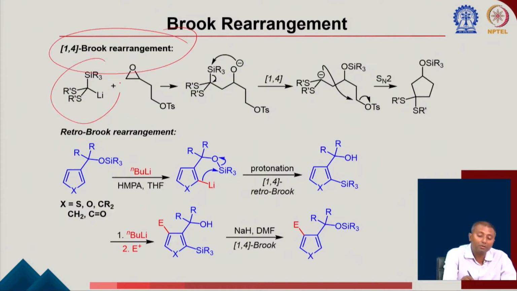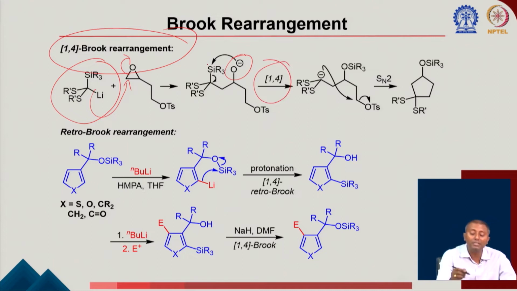You can see this particular compound, a carbon with silicon, two sulfurs, and a lithium, which can add to the less hindered position of the epoxide, open the epoxide, and generate this O minus here, which again, you can see, can now participate in the 1,4 Brook rearrangement.